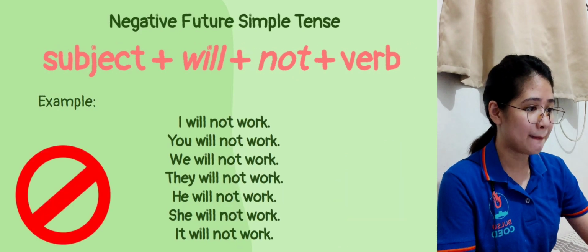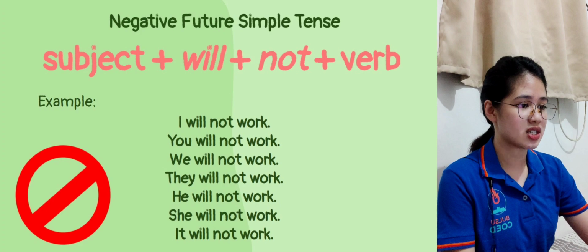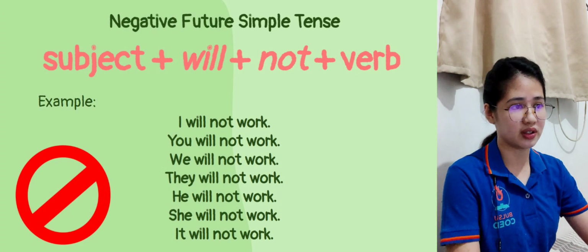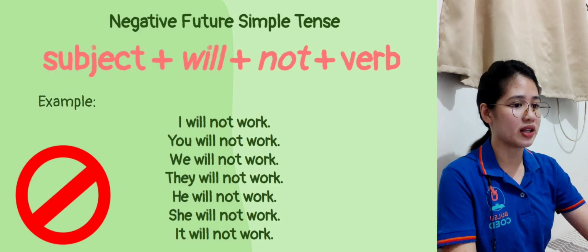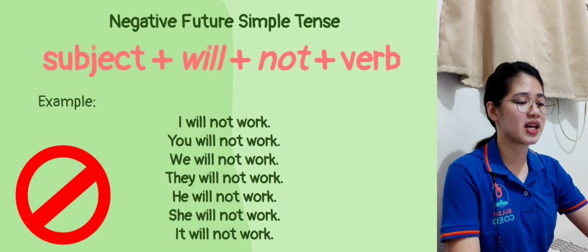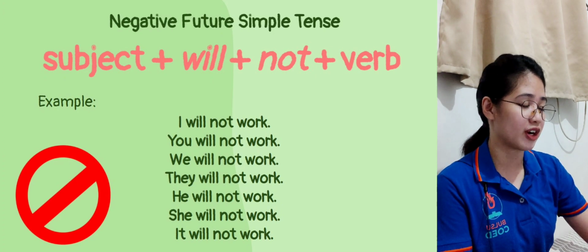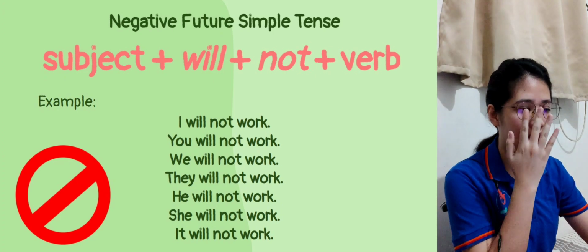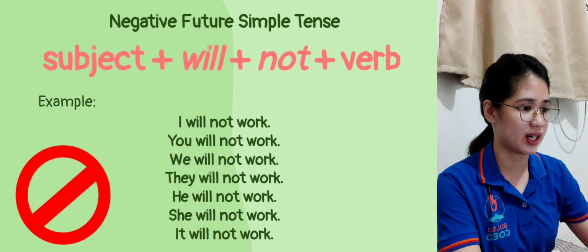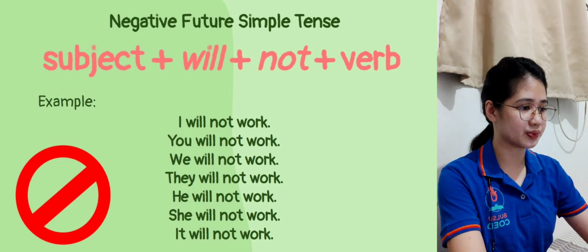Now, what happens if you make a negative sentence? It's just the same structure as the positive sentence, but you will add the word not. The structure is subject plus will plus not plus verb. For example, I will not work, he will not work, we will not work, and so on.